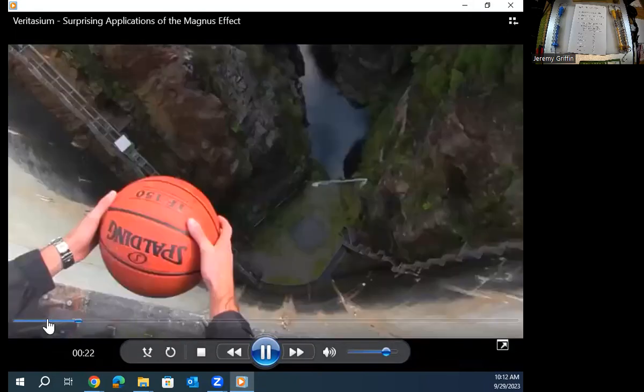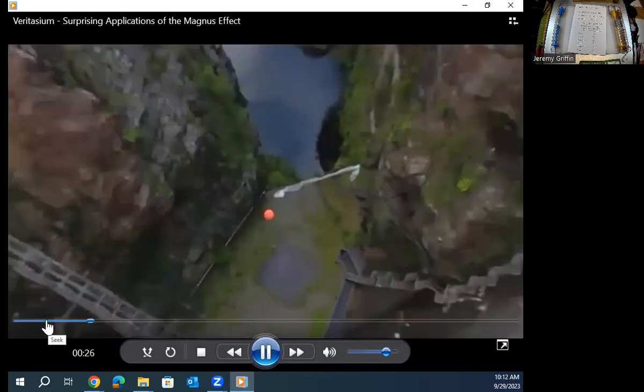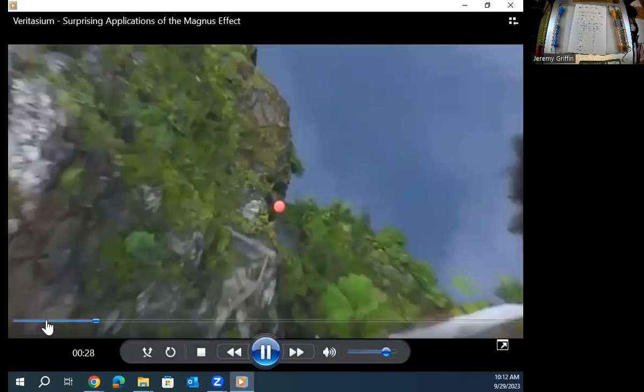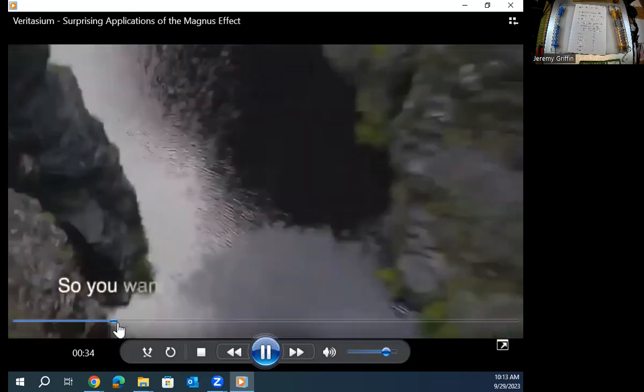Now, if you just drop the ball straight down, it goes pretty much straight down. Maybe it's being pushed around a little bit by the air, right? So not straight down. Well, if you spin this thing, now what? Whoa! What's going on there? Yeah, that's just like a crazy curveball. Right? It's curveball.